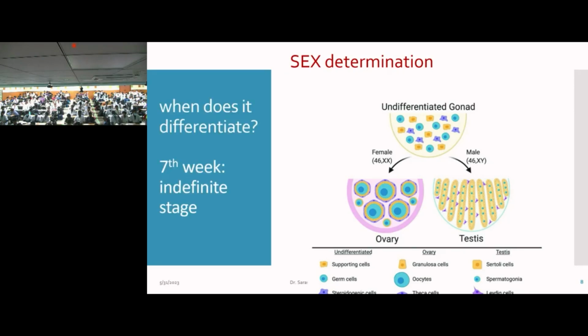Until the 7th week of fertilization, there is a stage called the indefinite stage. Whatever it looks like, it looks the same in both male and female. That's how it looks, and this is called the indefinite stage.